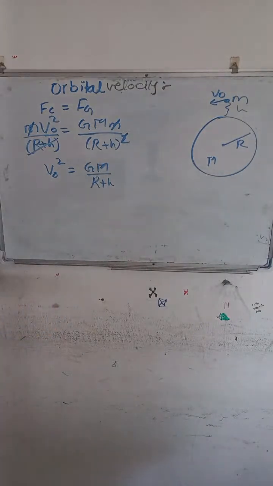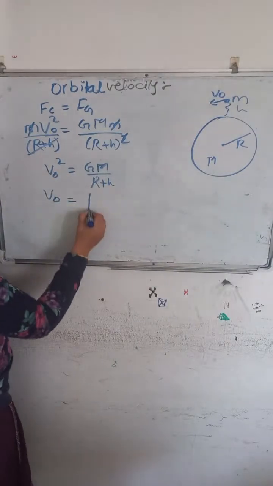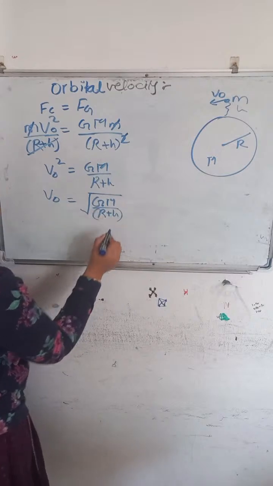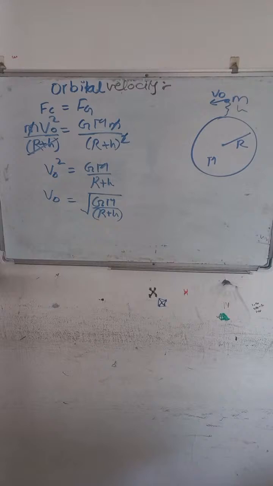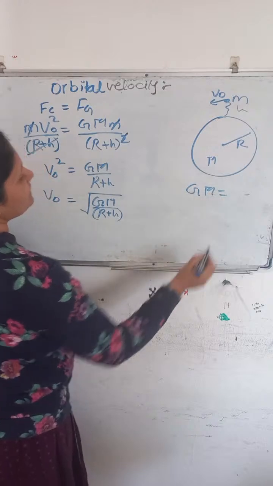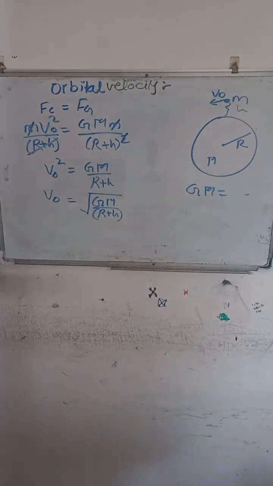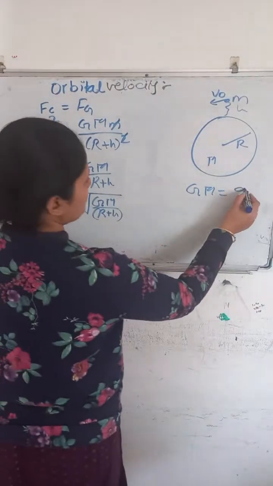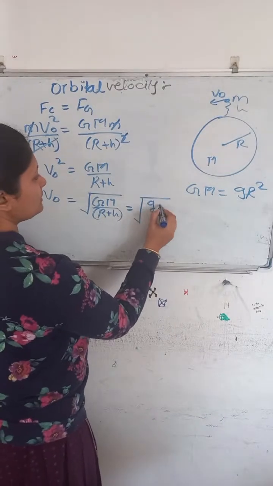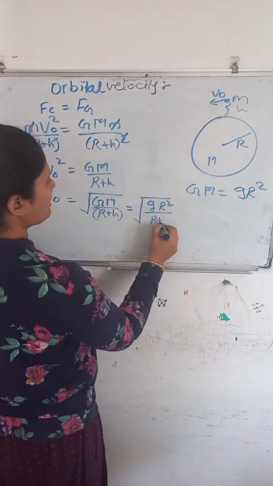Okay, this is nothing but the orbital velocity. If you take a square root on both sides, you will get the square root of GM upon r plus h. Getting this? As we just calculated, GM is nothing but g into r square. So I will substitute the value over here: g into r square upon r plus h.